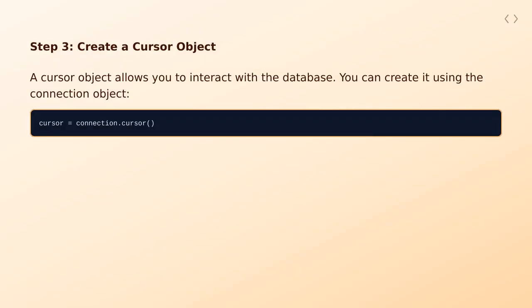Let's move on to Step 3. Create a cursor object. A cursor object allows you to interact with the database. You can create it using the connection object. This example demonstrates creating a cursor. Review the sample on screen.